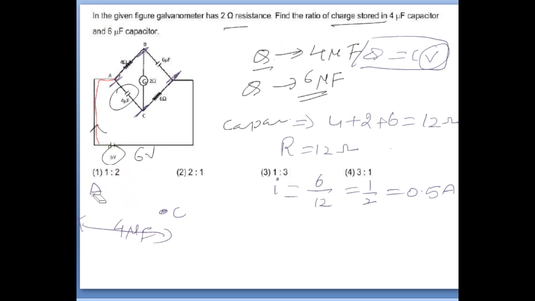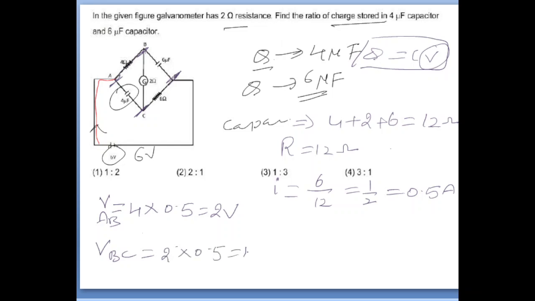I hope you understood. So first calculate the potential drop in 4 ohm. So V in 4 ohm is 4 into I, 0.5, which means 2 volt. This is A to B, and B to C, how much? Resistance 2 into current 0.5, total is 1 volt. So what potential drop between A to C that you wanted? A to C is nothing but 2 plus 1 equals 3 volt. So 3 volt here. Okay.